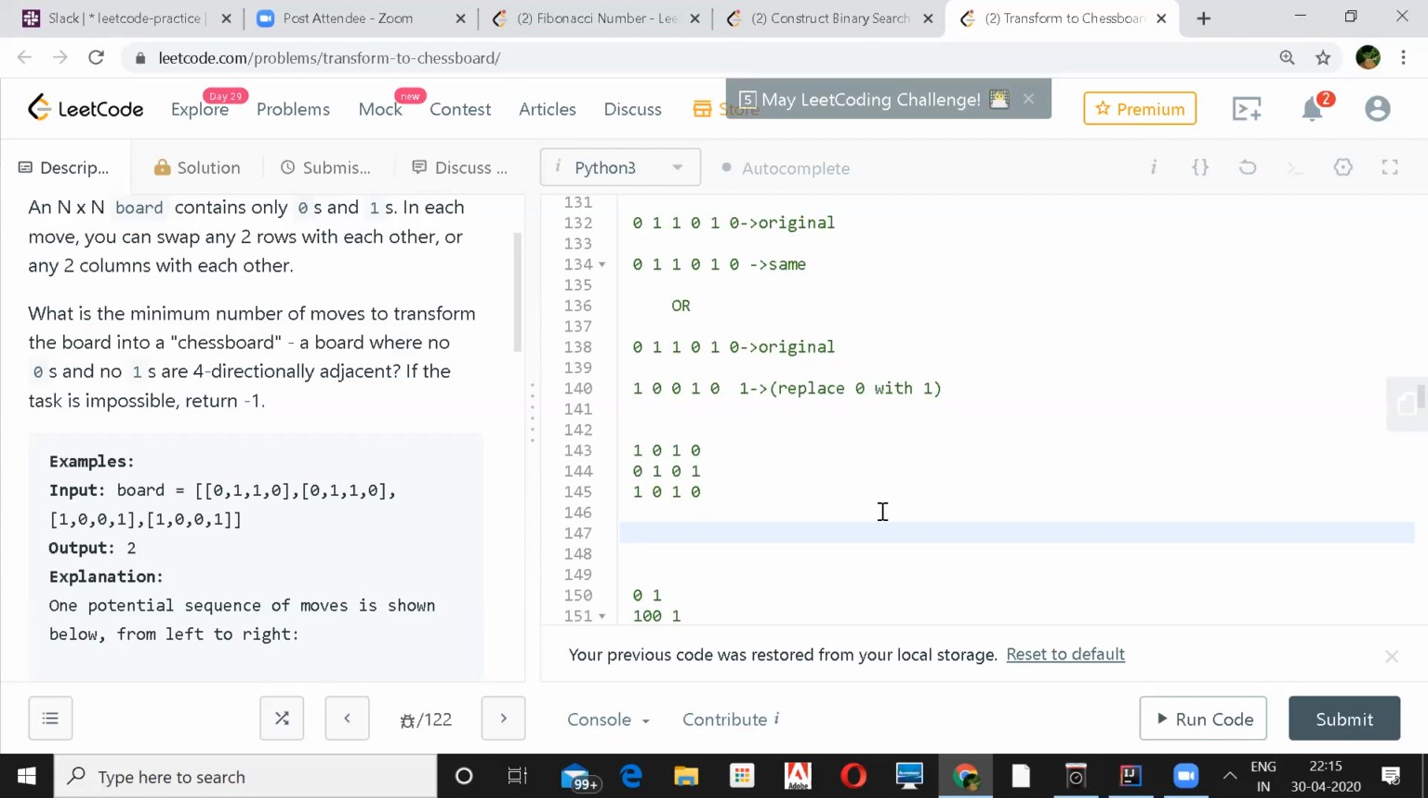I think let's look this up. If somebody comes up with some ingenious idea, they can share it in the Slack.